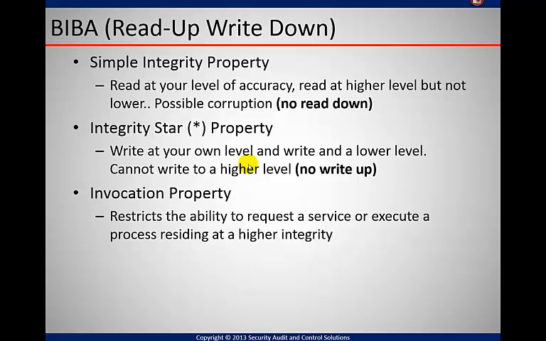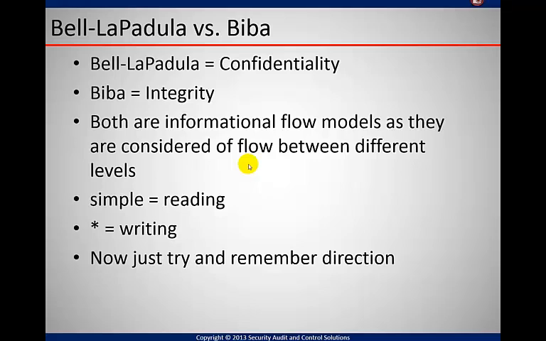In the integrity star property, we can write at our own level and write at a lower level, and cannot write at a higher level, no write up. Once again here you can see if we don't go through a cleansing or a decontamination process, we will affect integrity negatively. And then the invocation property in Biba means that it restricts the ability to request a service or execute a process residing at a higher integrity. Now, if we compare the two, Bell-LaPadula is confidentiality, Biba is integrity. Both are information flow models, as they're considered a flow between different levels. Simple means reading, star means writing, and now just remember the direction.